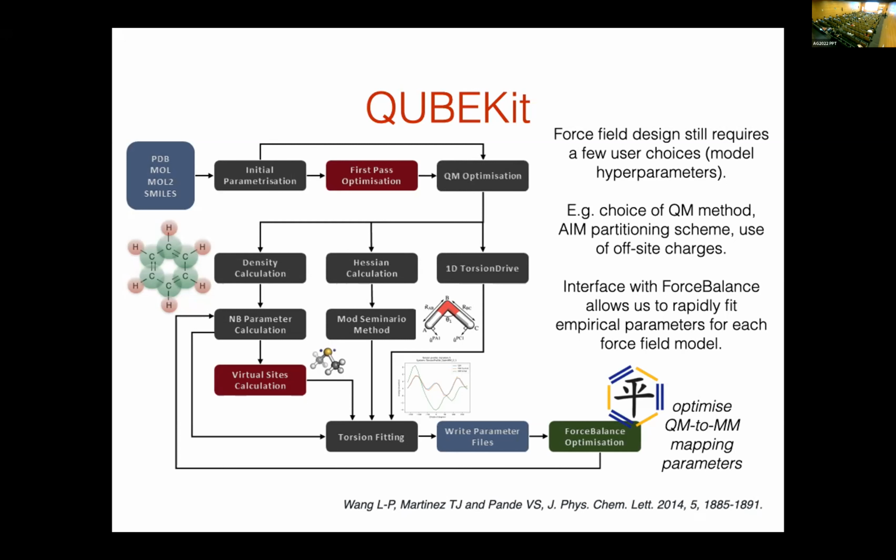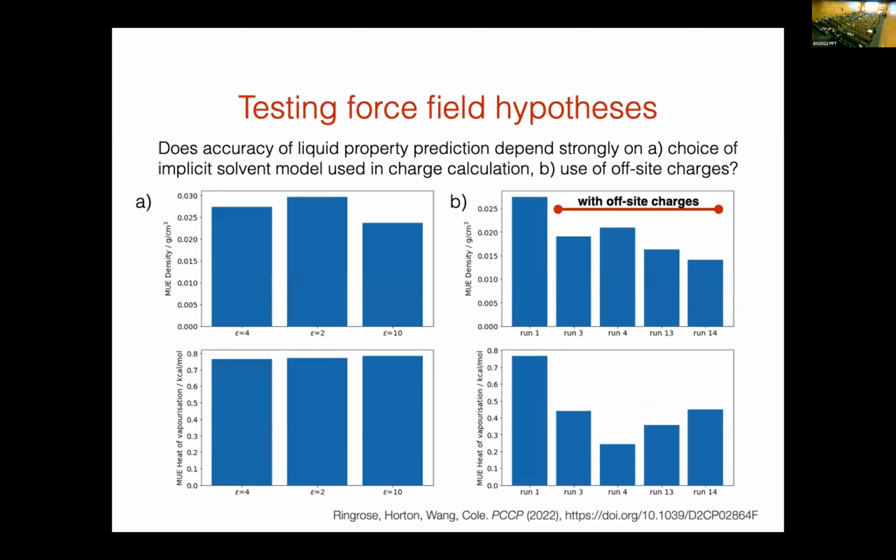This would be a very challenging problem if you had huge force field libraries to tune, but we only have a very, very small number of QM to MM mapping parameters to tune, typically around 5 to 7. So this is very easy to do. So we can now start to test these force field hypotheses. So I've just tested two things here.